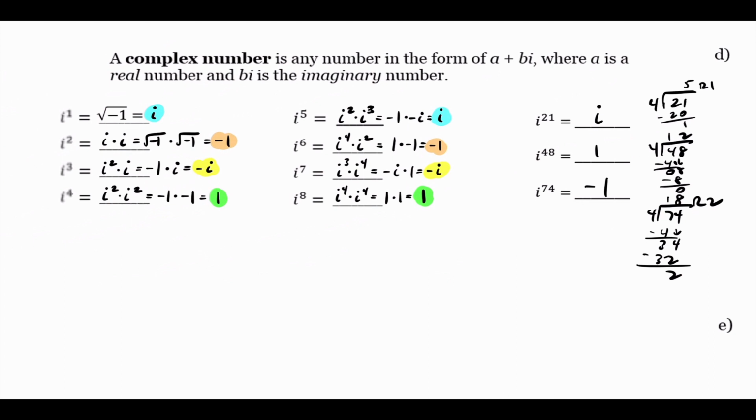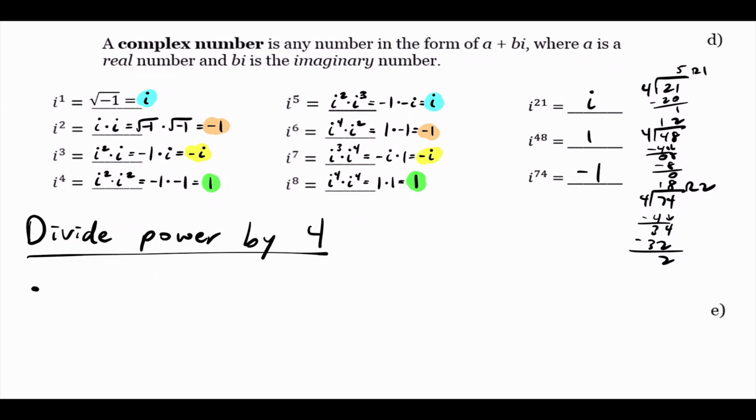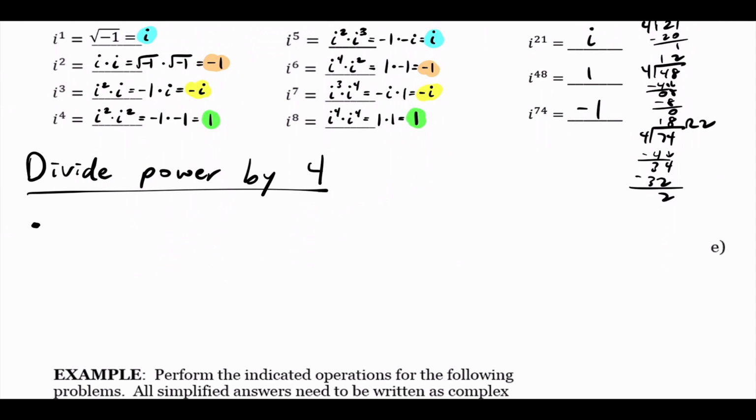So let's write this pattern down. First thing we're going to do is divide the power by 4, right? Divide the power by 4. That's the first thing we're going to do. So we're going to write down what we just did so that when you do these on the test, you don't have to memorize it. You can just say, oh, divide the power by 4, and then one of 4 things is going to happen, right?